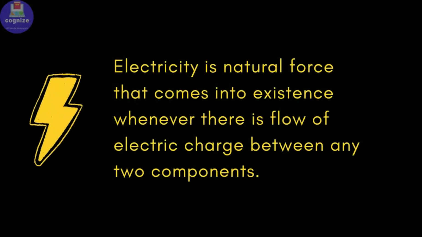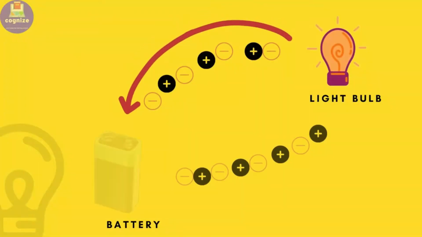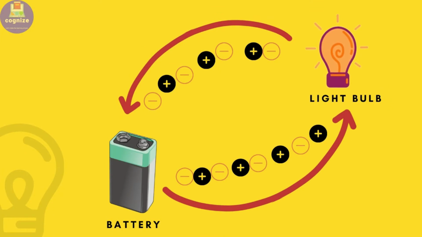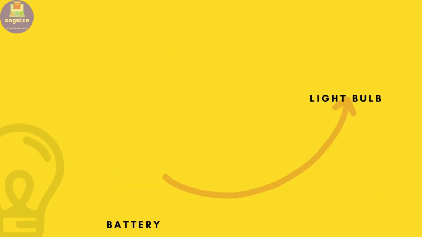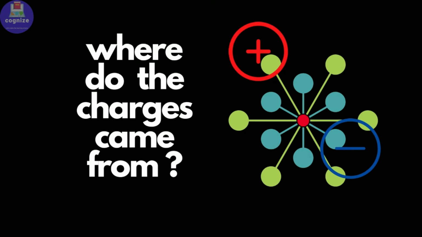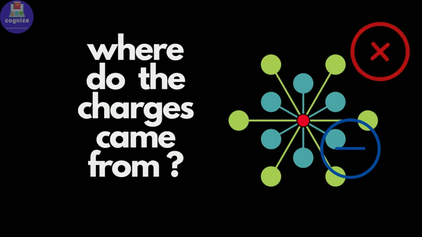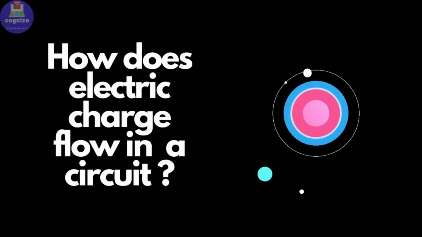Electricity is a natural force that comes into existence whenever there is a flow of electric charge between any two components. So in brief, it is described as a flow of electric charge. But there's so much behind this simple statement: where do the charges come from, how does electric charge flow in the circuit, and so many questions.